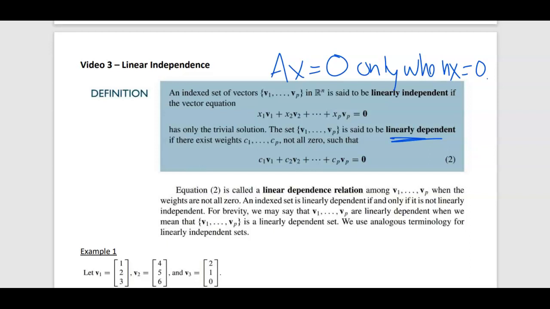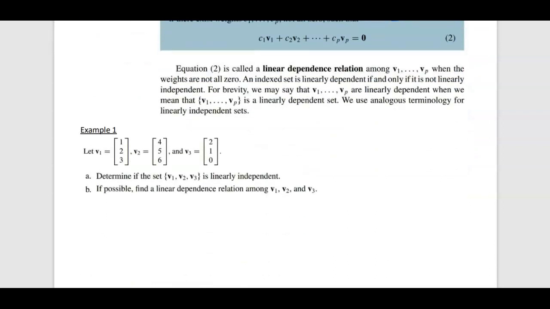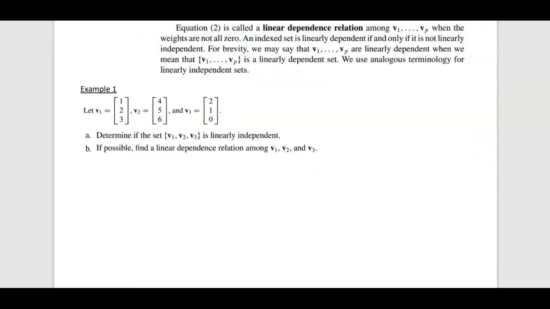Okay, so we're going to say they're linearly independent if Ax equals 0, the solution to that is our 0 vector. Linearly dependent if there exists a solution that is not all 0. We call this a linear dependence relationship when the weights are not all 0. The index set is linearly dependent if and only if it is not linearly independent. They're complete opposites of each other. All right, let's go ahead and look at an example here.